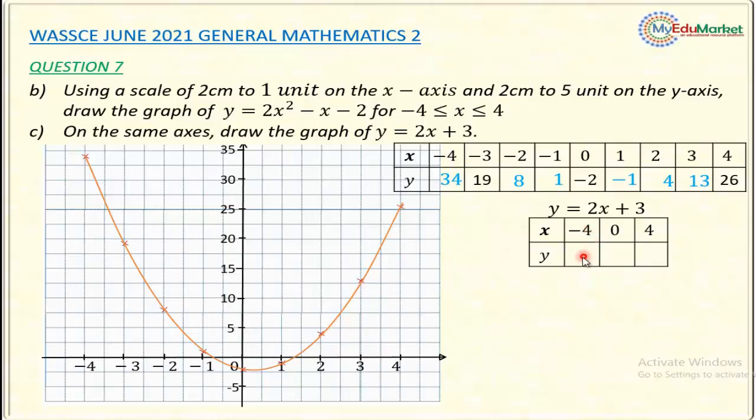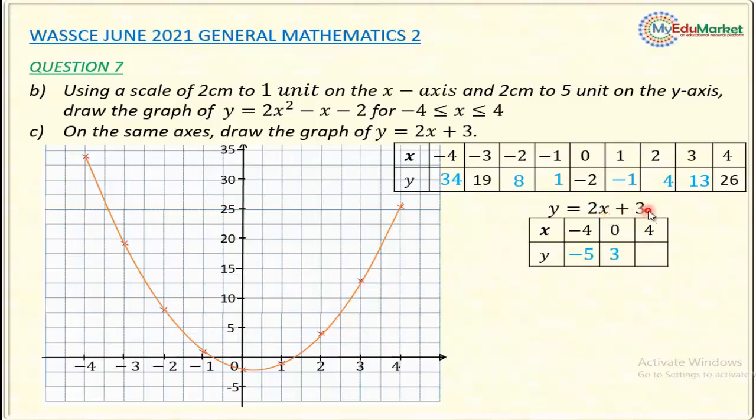So I'm now going to find y when x is -4 from this relation. Replacing x by -4, I'll have 2 times -4, which is -8. -8 plus 3 is going to be -5. So I have -5 when x is -4. Replace x by 0 in this relation, y = 2x + 3. So I have 2 times 0, which is 0, plus 3. So y will be 3. So I'm going to have x as 4 now. So 2 times 4 is 8.